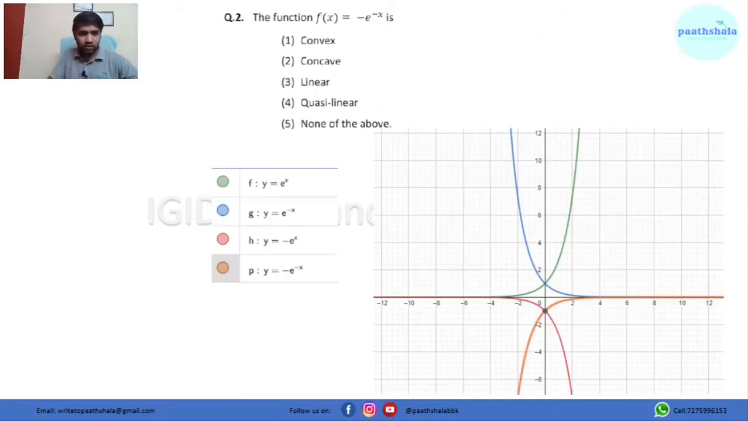Now let's move to the next question. In the next question, it is asking about the nature of the curve. Here I have plotted all 4 curves associated with the given function.